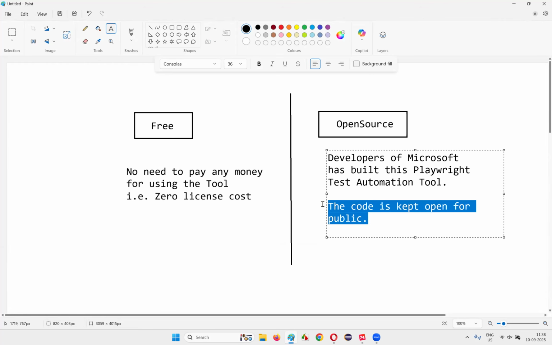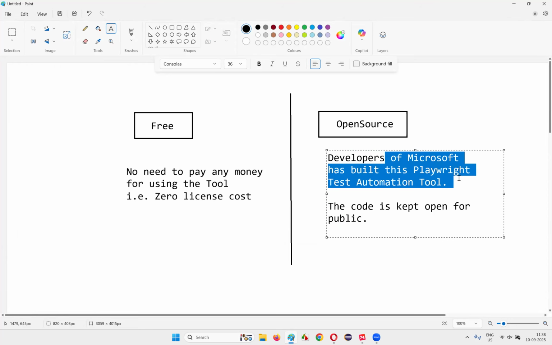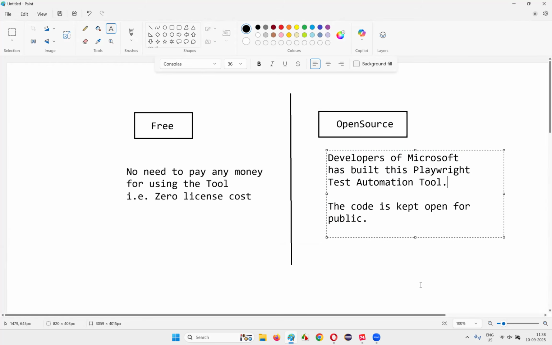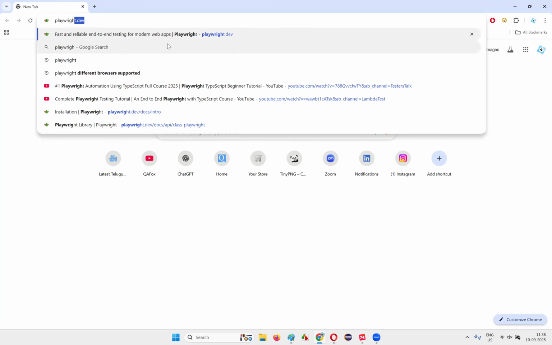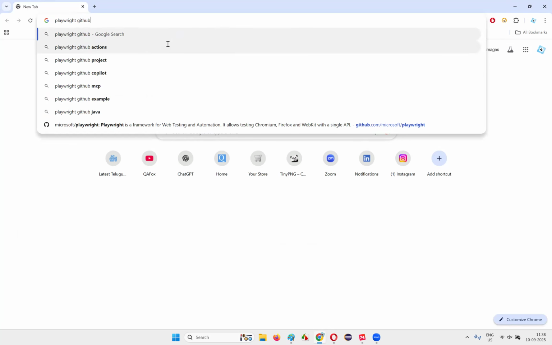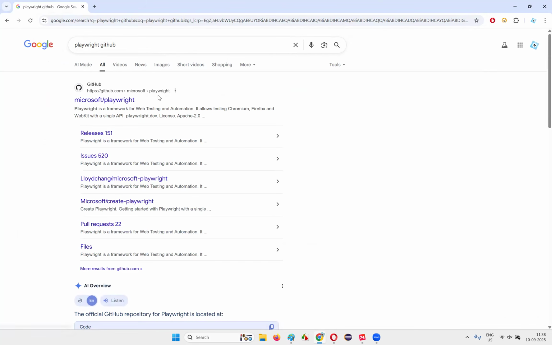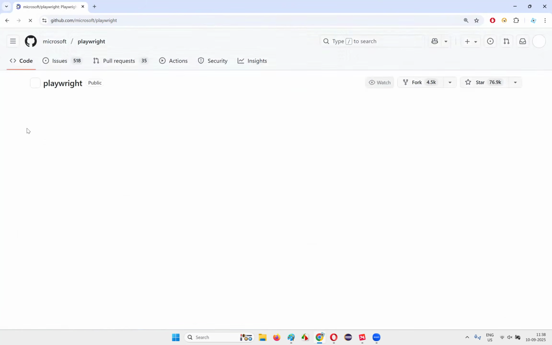We, as normal people who are not the developers from Microsoft and who have not built Playwright, can also check the code written by these developers for building this kind of test automation tool. It's completely open, and there is a way of contributing also. But let's not go into the details. Here, let's find the code of Playwright. I told you the Playwright test automation tool code is openly available. Simply write Playwright space GitHub. You'll get the GitHub link of Playwright, guys. Just click on this. You see, Microsoft Playwright is there.